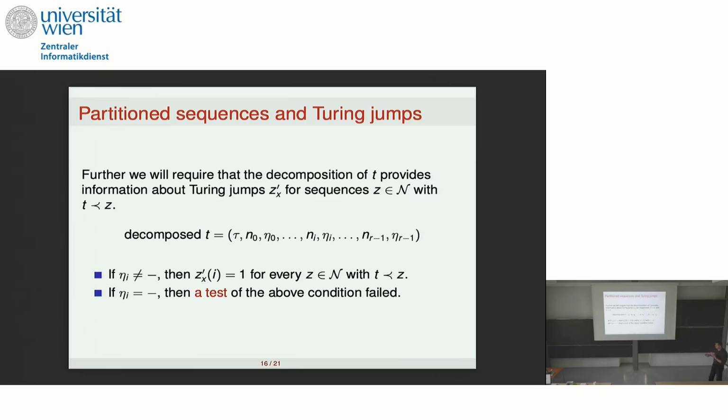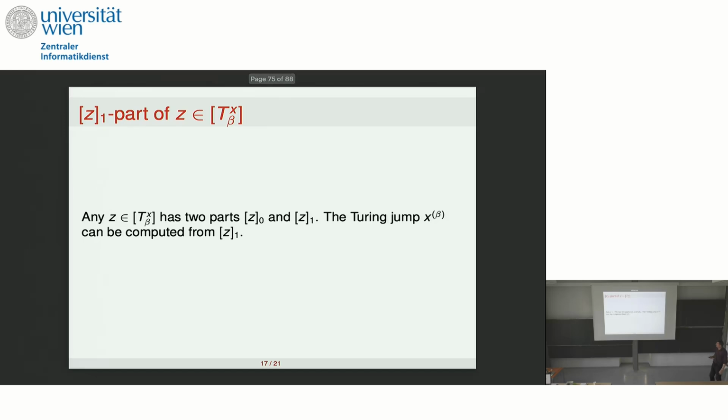The sequence is too short to say something, but this says that a certain test of this condition failed. Yeah? So this is the aim, and also these intermediate trees will have complicated branches. So this one part of the branch should contain the jump of the level beta. Okay.